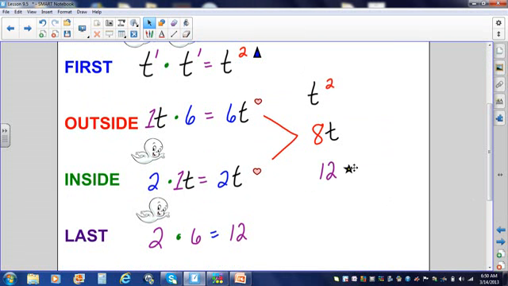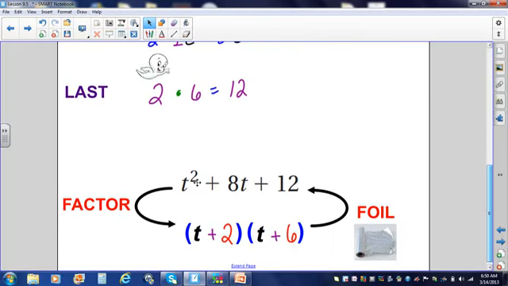They are all different terms. They are all unlike terms, I should say. I cannot combine them. So I get t squared, 8t, and 12.